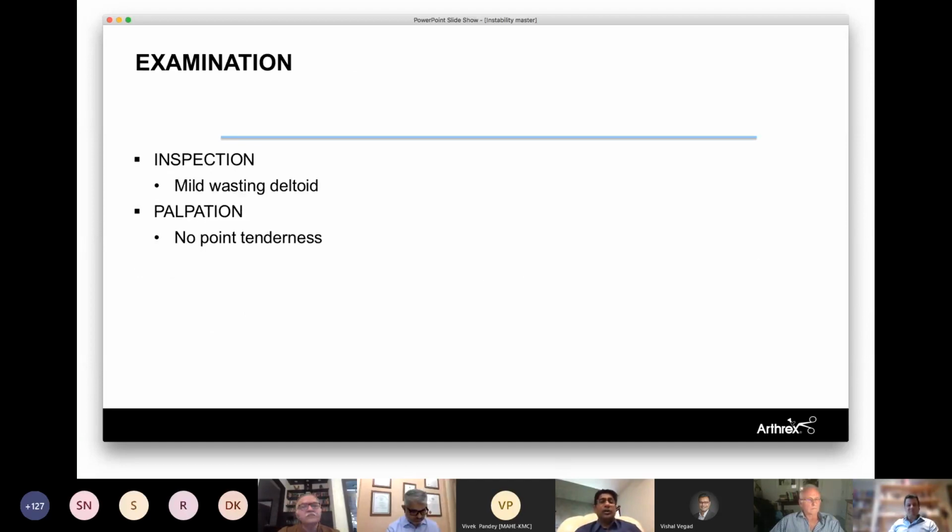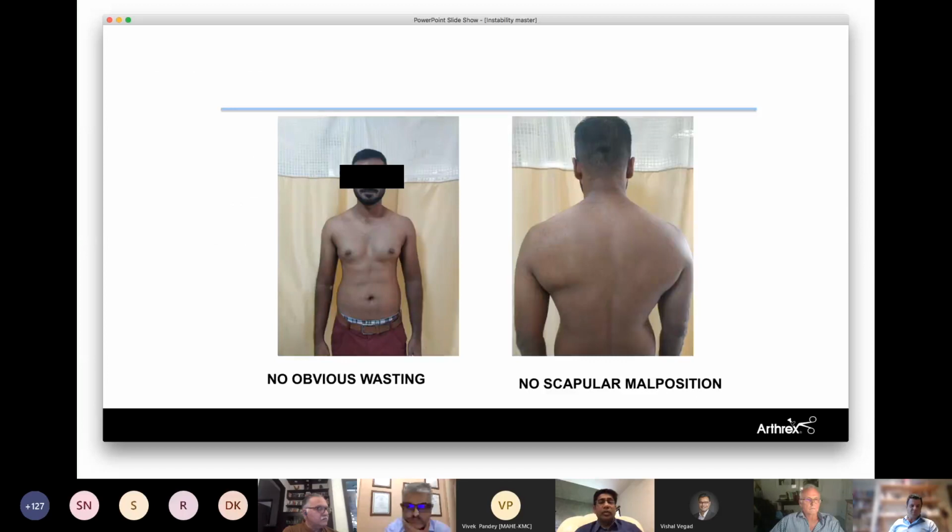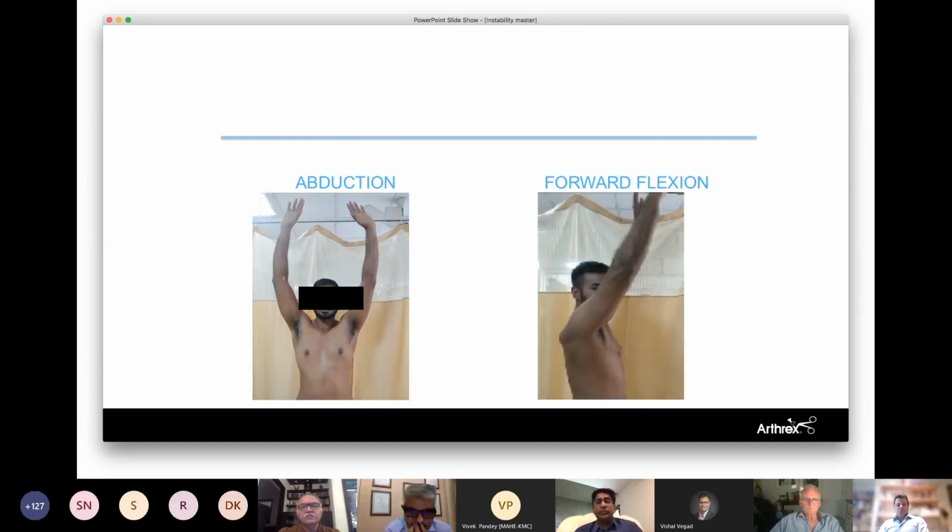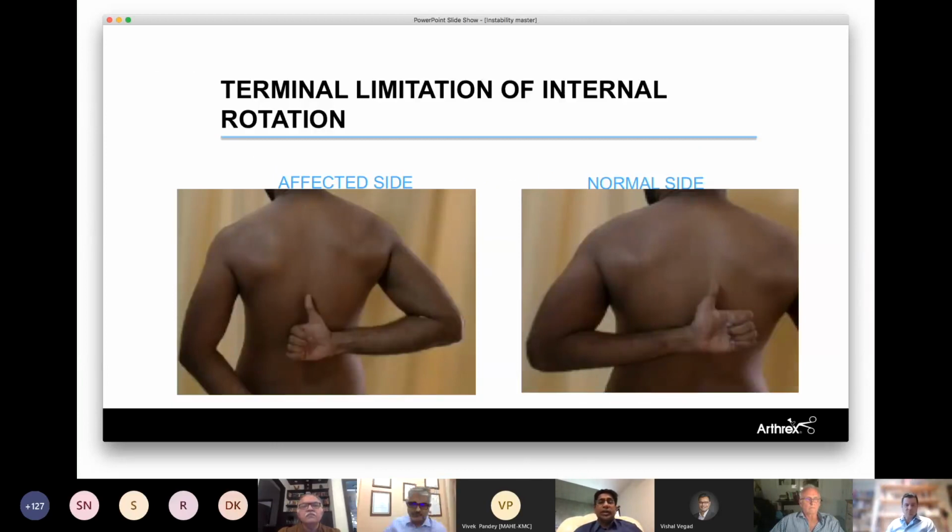On inspection, he had just mild wasting of the deltoid and no point-specific tenderness anywhere over the joint. His clinical picture shows no obvious wasting except mild deltoid wasting. Scapular position is okay. Next slide, please. And his movements are fine. He doesn't have any pain. Comfortable abduction and forward flexion, no external rotation restriction. And next slide, he has got some slight internal rotation restriction compared to the normal side.